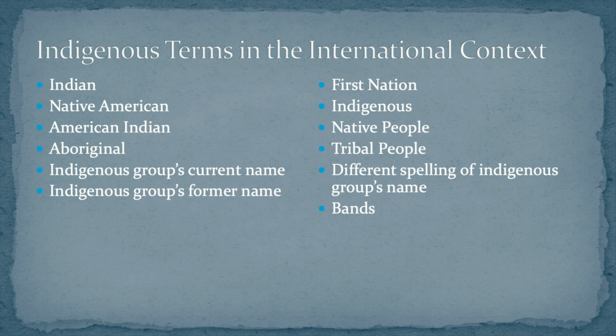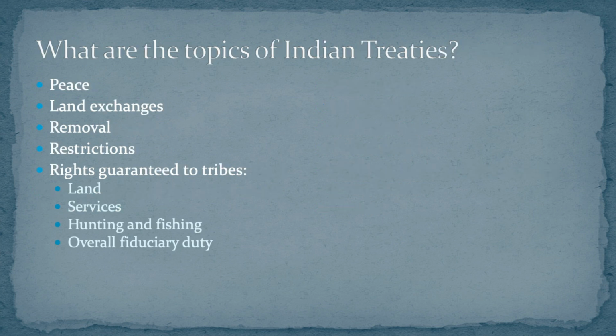There are other things about the counting in this particular census that are a concern. What are the topics of Indian treaties, right? Peace, of course, land exchanges, removal, restrictions on the federal government, the restrictions on states, the restrictions on individuals dealing with tribes, sometimes restrictions, well, most of the time, restrictions on tribal people of where they can and cannot go, where they can and cannot hunt or fish, right?